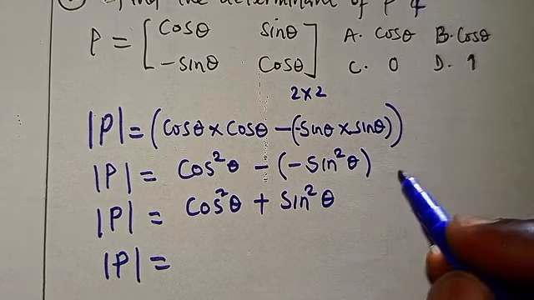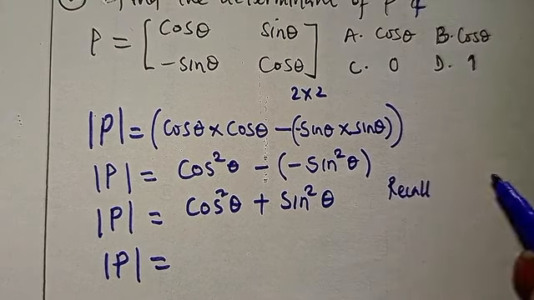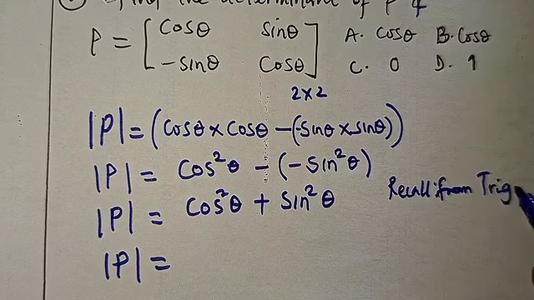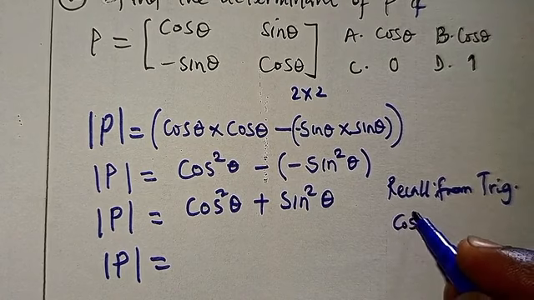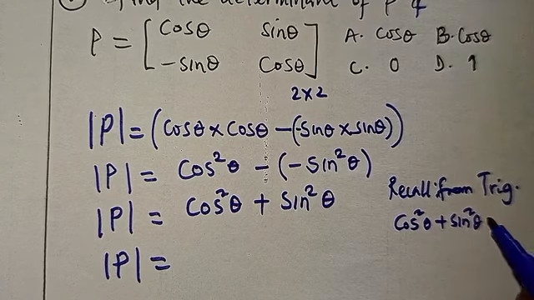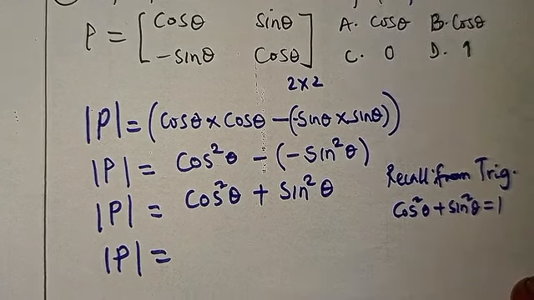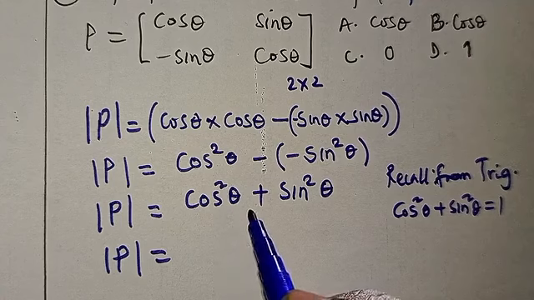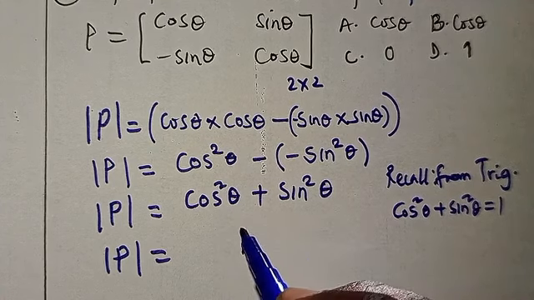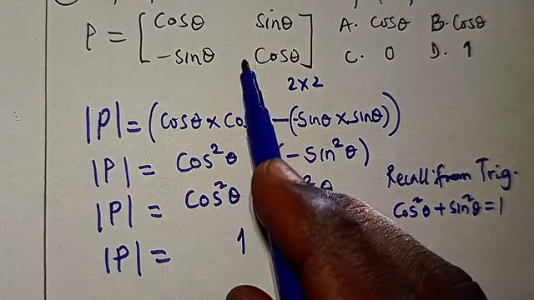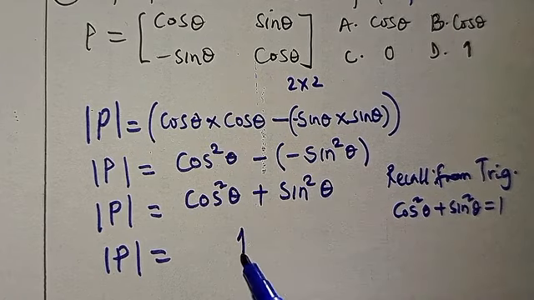Now recall from trig identity, from trigonometry, that when you have cos square theta plus sine square theta, this will definitely give us 1. So now we can see that cos square theta plus sine square theta gives us 1. So the determinant of this matrix P is 1.